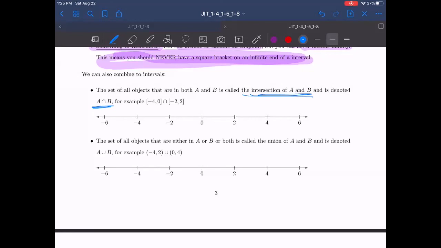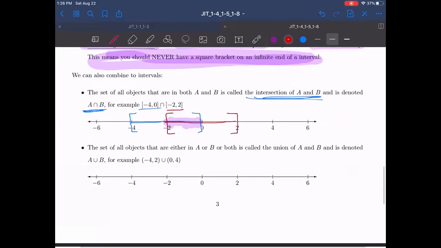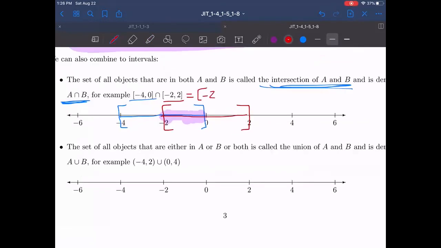The easiest way to do this is to draw it out. So we've got -2 included until 0, which is included. And if I use red for the other, we've got from -2, which is included, all the way until +2, which is included. Now our goal is to find what's in both of them. So where do those intersect? It's from -2 to 0, and both endpoints get included. So our intersection of this would be the same as saying -2 to 0.